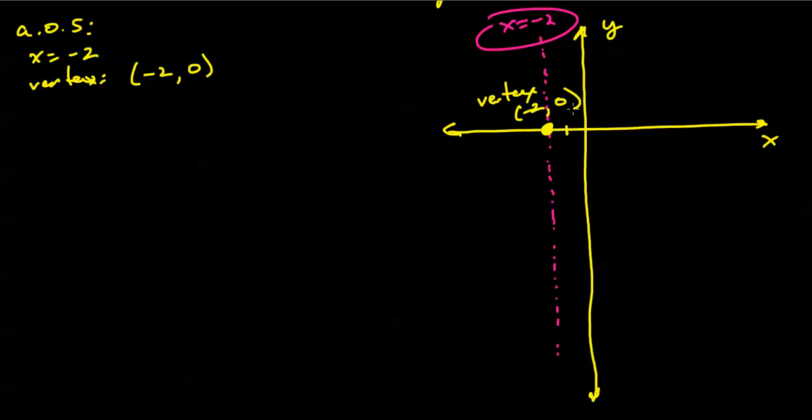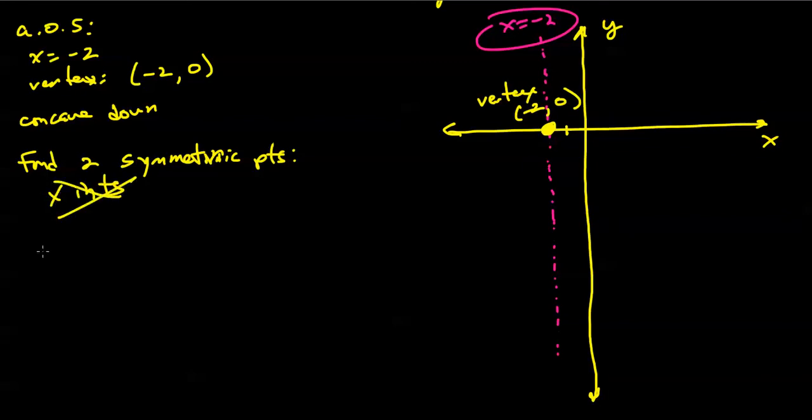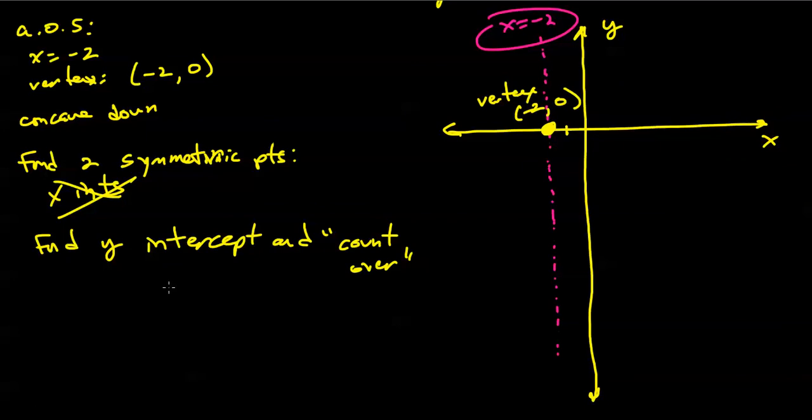Alright, now we know this is a concave down parabola. We already secured that up above. So I have to find two symmetric points. Now again, here I'm only going to have one x-intercept. The vertex is on the x-axis, hence there will only be one x-intercept. So x-intercepts aren't going to work here. So what I'm going to do, like in the last example, is find the y-intercept. That's usually very easy to find. And I'll count over to establish a second symmetric point.